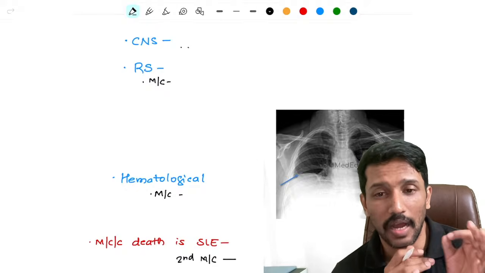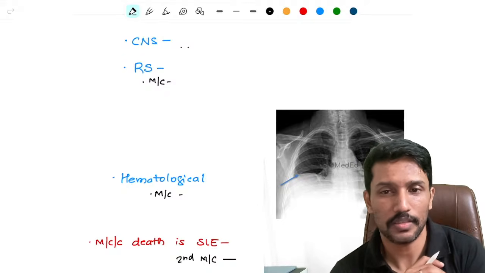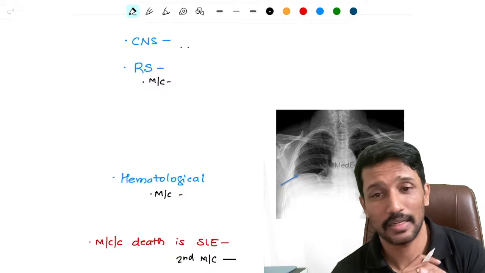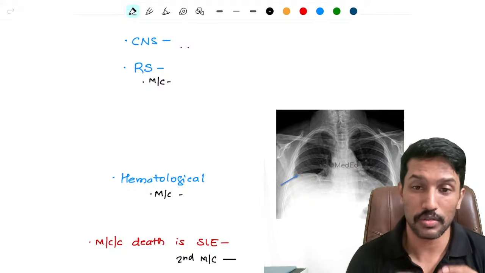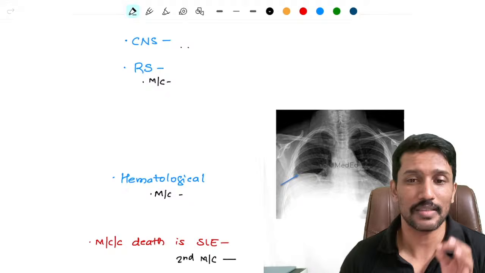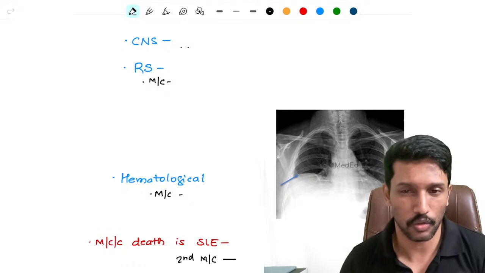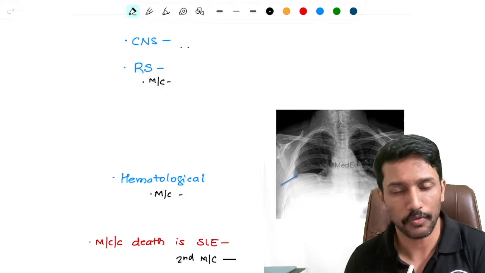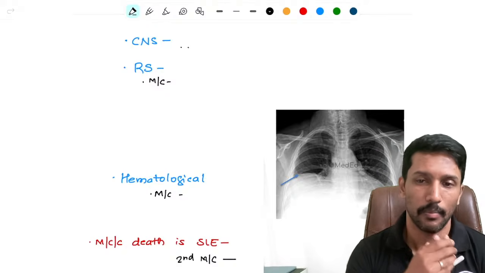The only difference being RA is an erosive arthritis which causes true joint deformities. SLE is a non-erosive arthritis. It does not cause true joint deformities. If at all you encounter a joint deformity in a patient with SLE, it is a pseudo deformity, what we call Jaccoud's arthropathy. It is because of laxity of soft tissues. You can easily reduce it back.